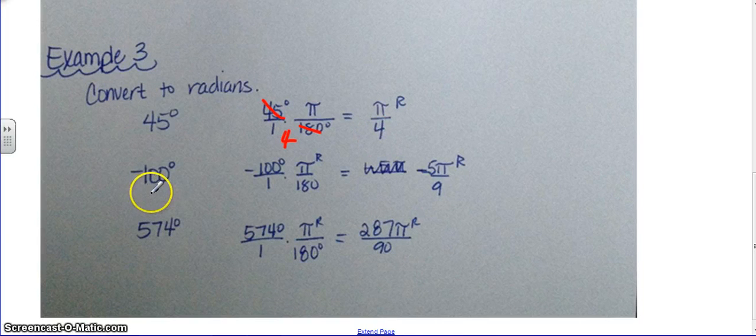If I have negative 100 degrees, I start with negative 100 degrees. Again, I'm going to use dimensional analysis. Pi radians is the same thing as 180 degrees. And I can do some reducing here. 20 goes into 100 5 times. 20 goes into 180 9 times. So I end up with negative 5 pi over 9 radians.